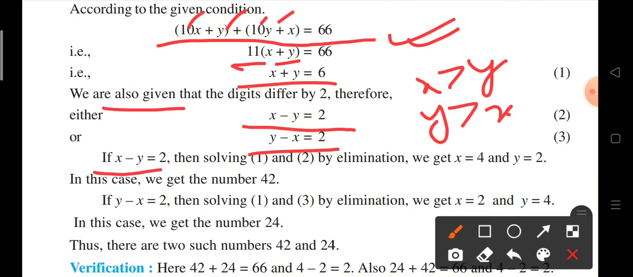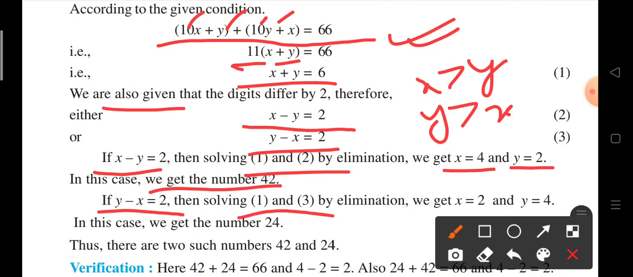If x minus y is equal to 2, solving the first and second equations by the elimination method, we get x equal to 4 and y equal to 2. In this case, the number is 42. If y minus x is equal to 2, by solving the first and the third equation, we get x equal to 2 and y equal to 4. So the number is 24. Thus, there are two such cases, where the number can be 42 and 24.